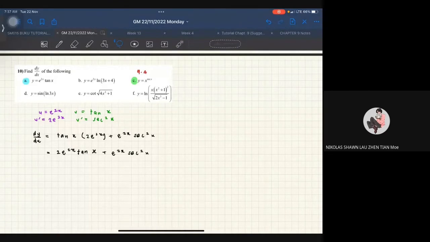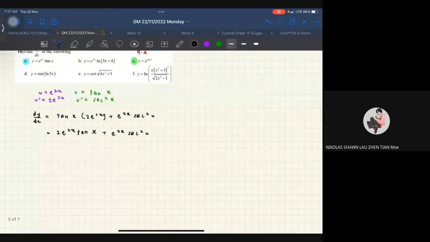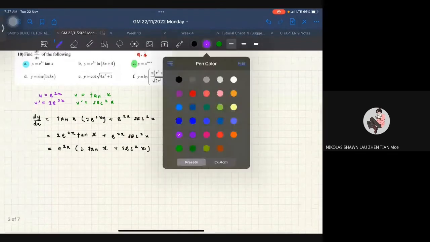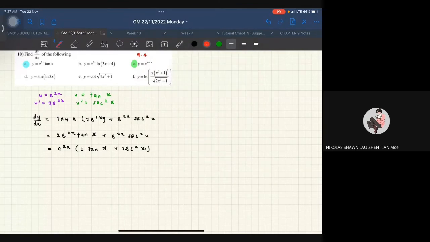Okay, sini saya tuliskan untuk awak. So beza dia hanyalah we take out the e power of 2x. So what I have inside the bracket is 2 times x, and then plus secant square x. This one. Okay, so if you want to leave your answer like this, okay, tak ada masalah. If you want to leave it like this one pun okay, dua-dua diterima as your final answer.